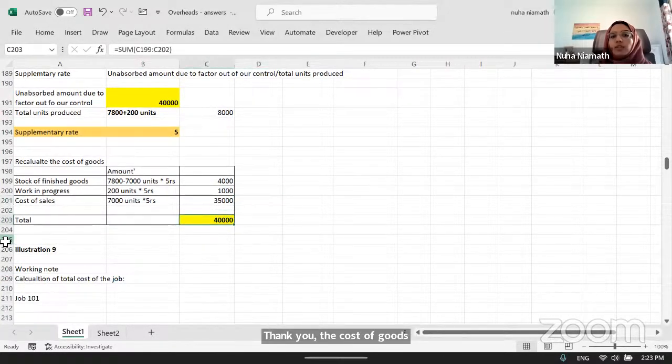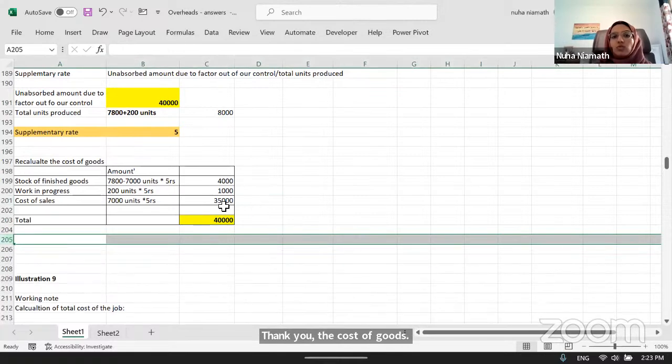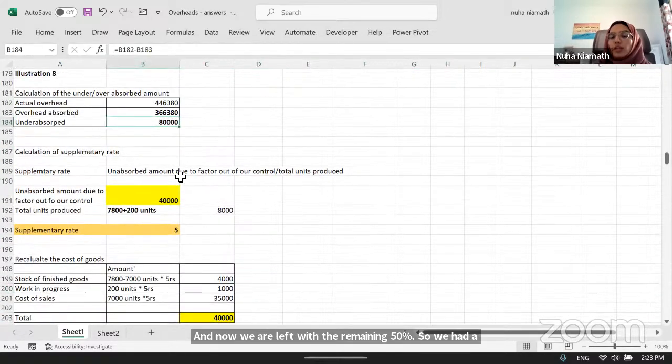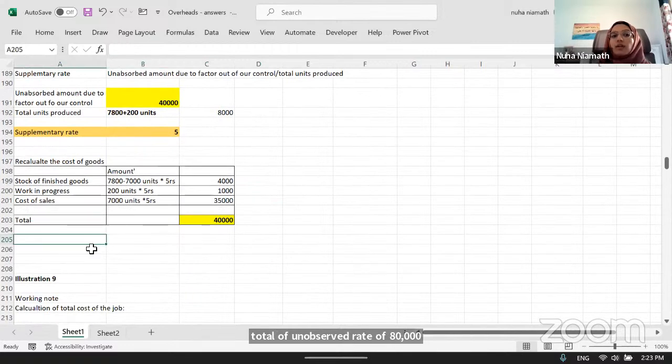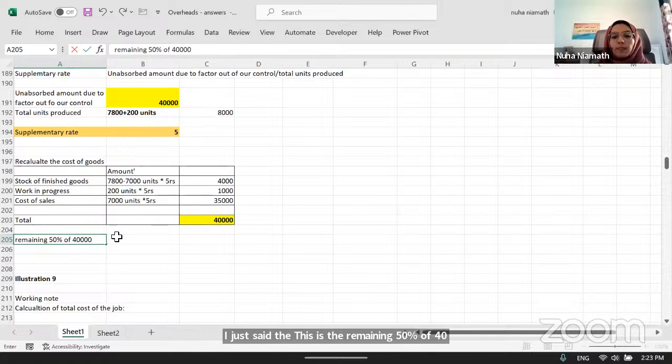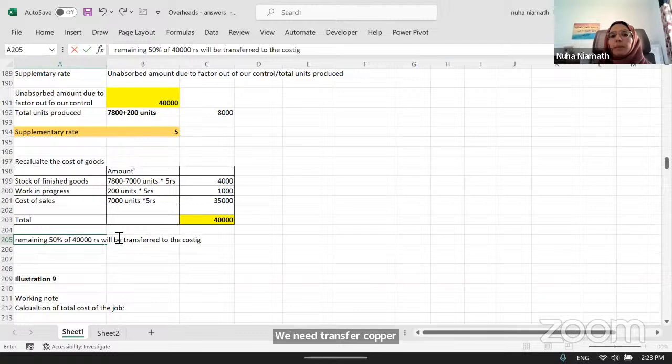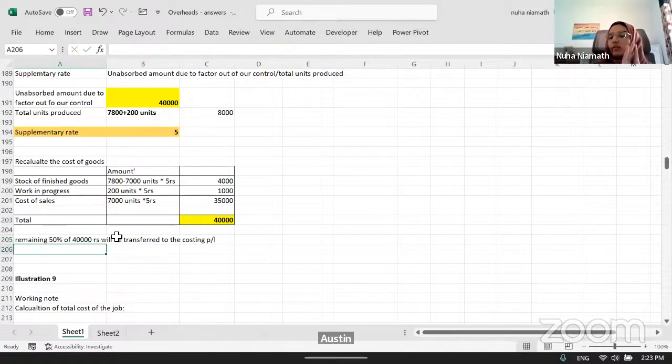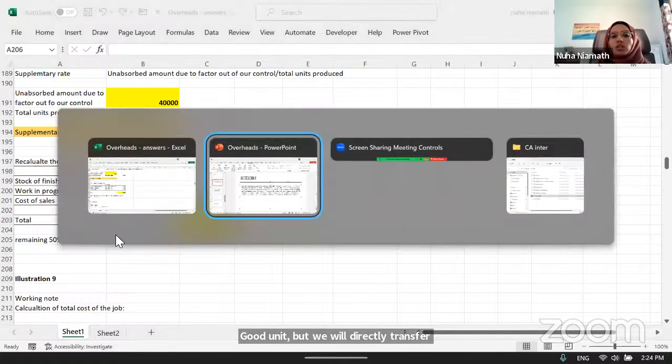And now we are left with the remaining 50%. We had a total unabsorbed rate of 80,000, but we still have another amount of 40,000 left. That is the remaining 50%. This remaining 50%, 40,000 rupees, will be transferred to the costing P&L. We will not be inflating our good units, but we will directly transfer it to the costing P&L.